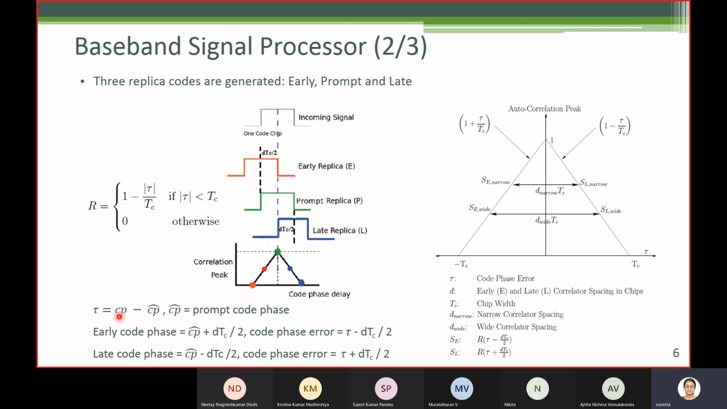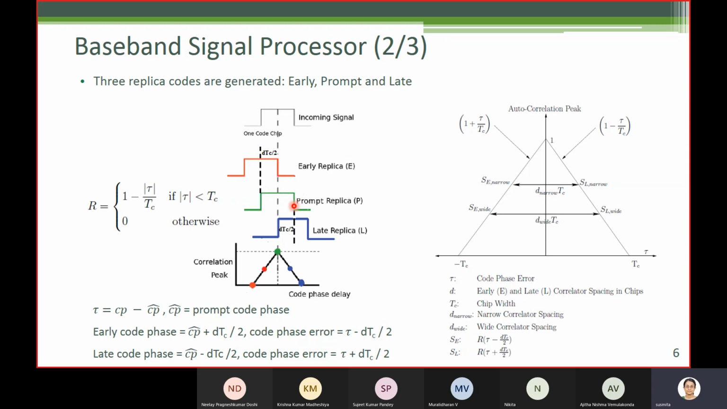What is code phase? CP stands for code phase. We defined code phase many times in the class. Code phase is the beginning of the current code period. So let's say the code period begins at some instant and we have 1023 chips in a code period. We are interested in finding the code phase, which will be the number of chips preceding the current chip and the fraction of the current chip up to the current point. This is the code phase CP, the incoming code phase.